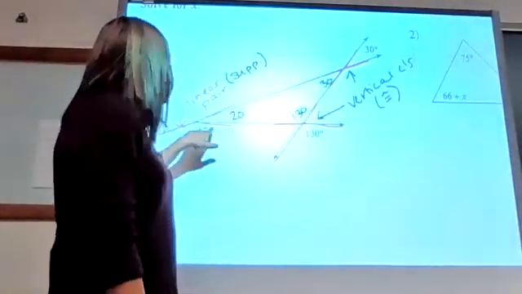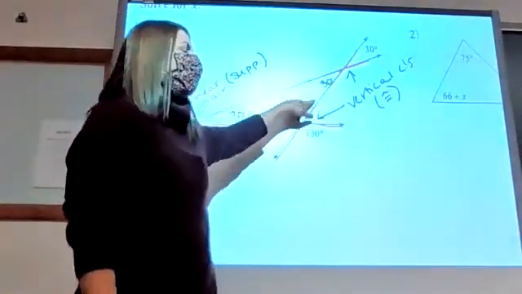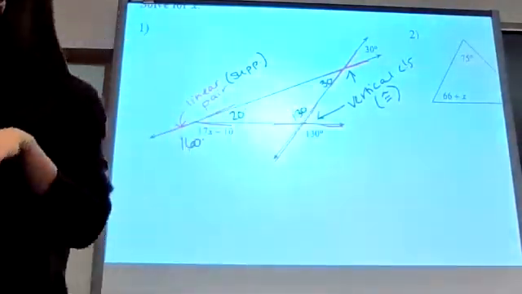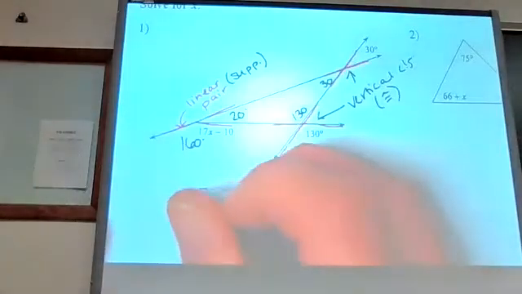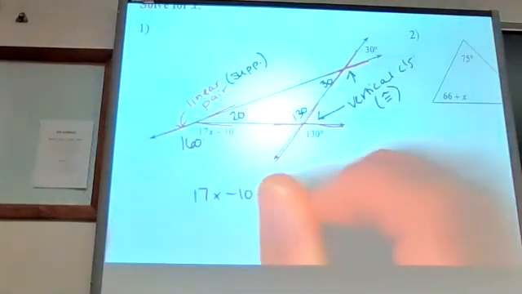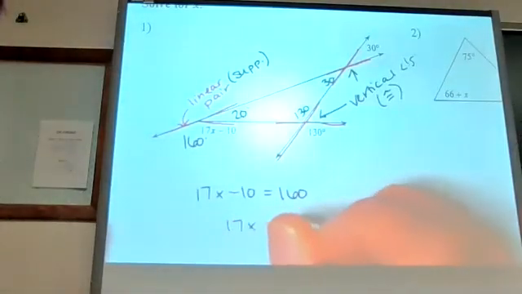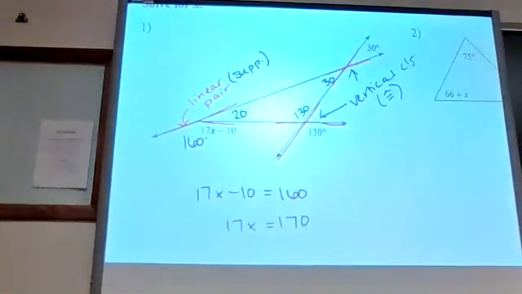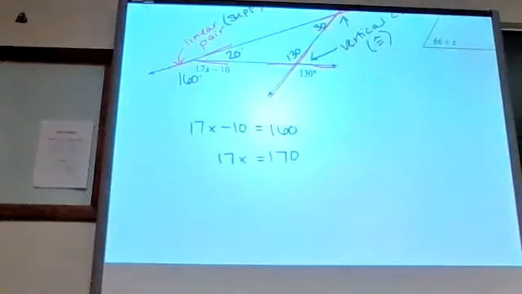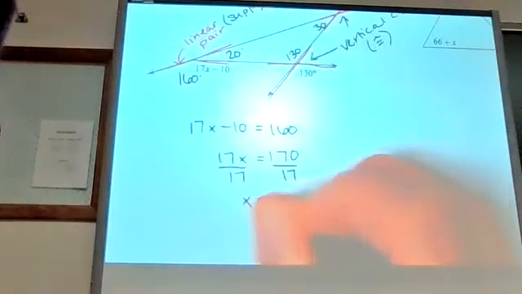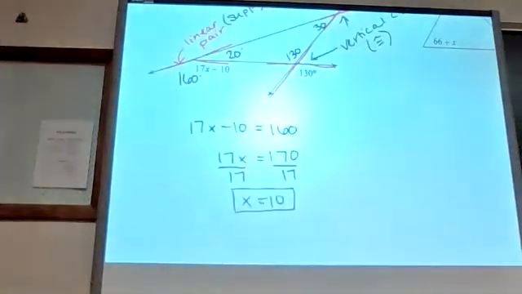Okay, so whether I know the theorem that it equals those two angles combined, or I just keep going and get there, somehow we need to know that 17x subtract 10 is equal to 160. Or 17x equals 170, and divide by 17, and x equals 10. Good.